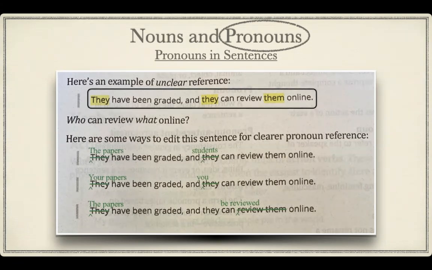Look at this sentence. They have been graded and they can review them online. Who can read what online? Right? It's a little confusing. Here are some ways to edit this sentence for clearer pronoun reference. The papers have been graded and students can review them online. Or your papers have been graded and you can review them online. Or lastly, the papers have been graded and they can be reviewed online.